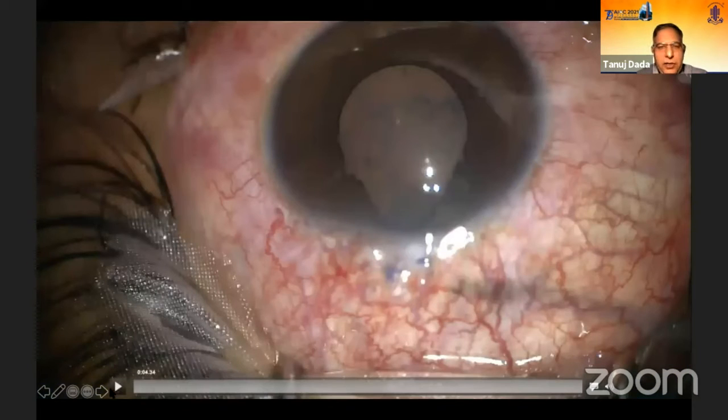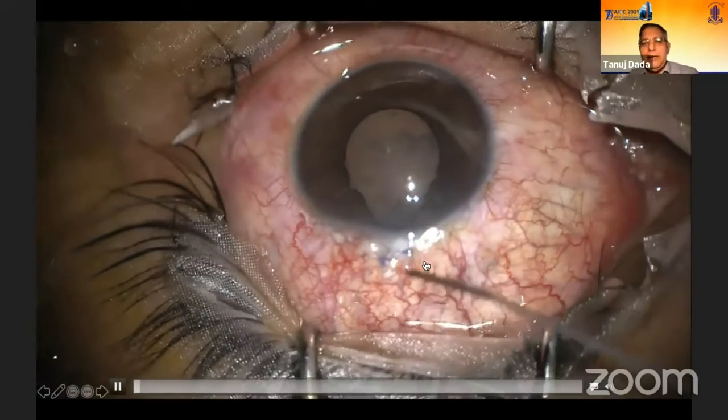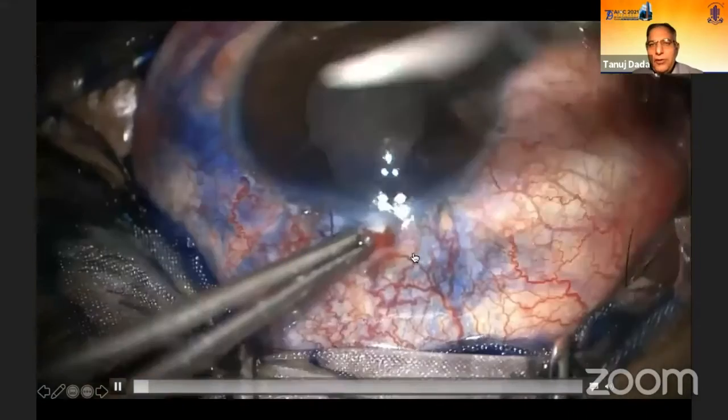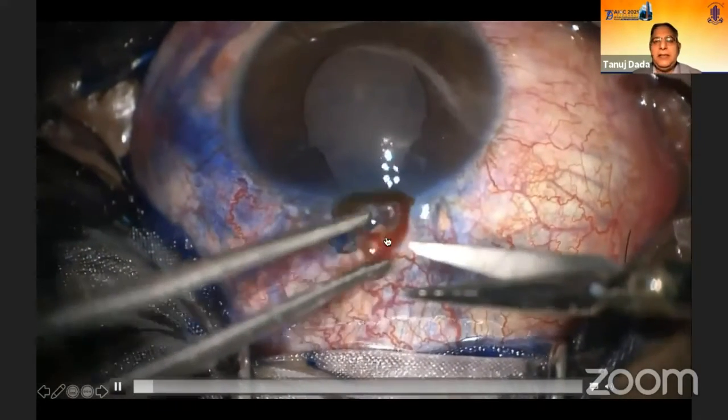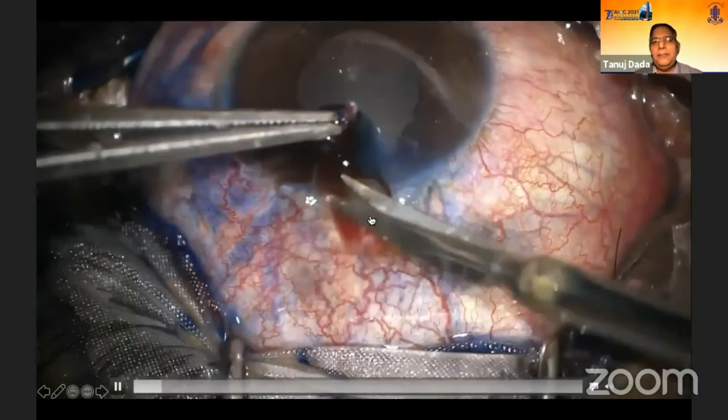this is a patient referred to us in the early post-operative period. There was a conjunctival wound leak and a shallow AC. So multiple conjunctival sutures have been put, and you can see there is a positive Seidel test here. So that means there is some problem underneath the conjunctiva.